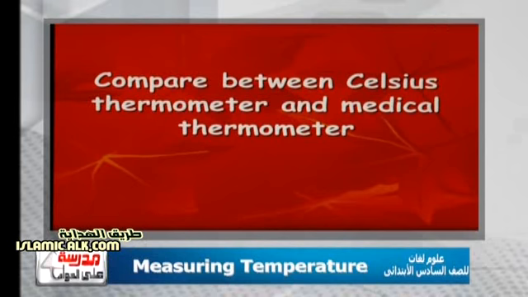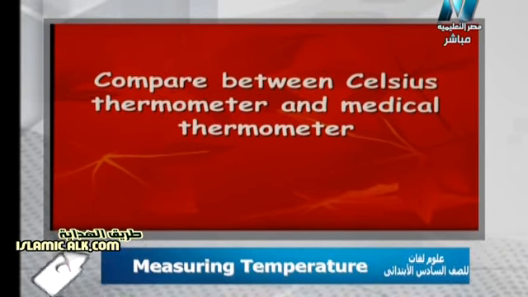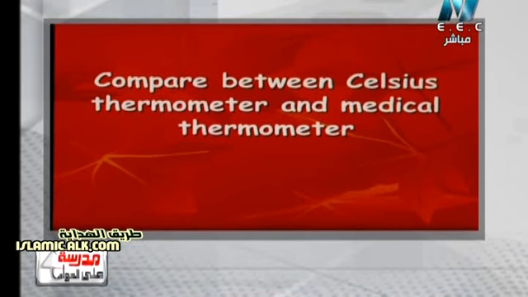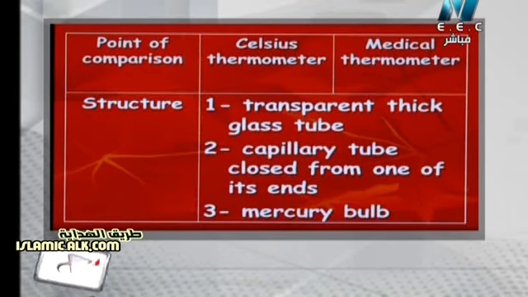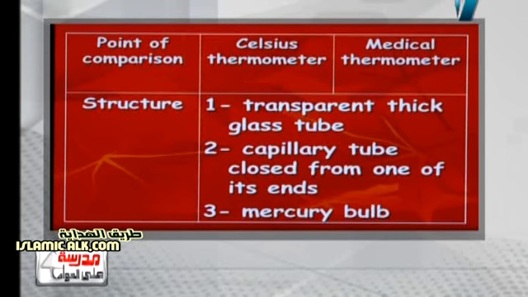So now, I'm afraid there is no time left for this episode. Let's summarize what we have studied, all that we said today. We have studied two types of thermometer, which are the Celsius thermometer and the medical thermometer. So let's compare between them. First point of comparison is the structure.